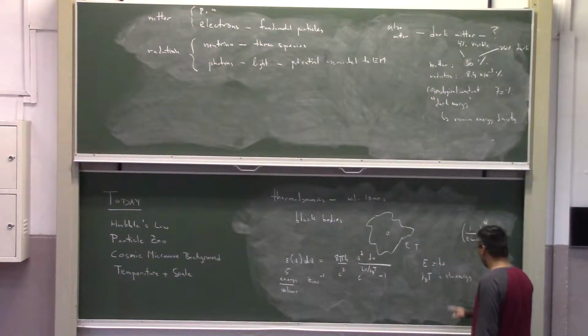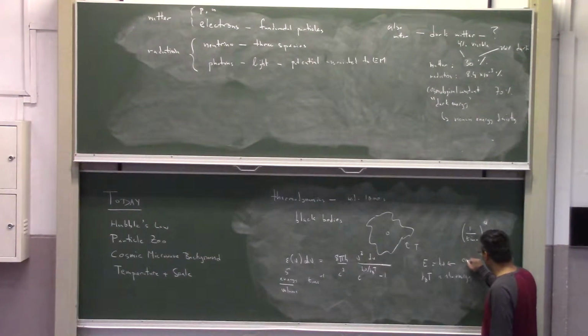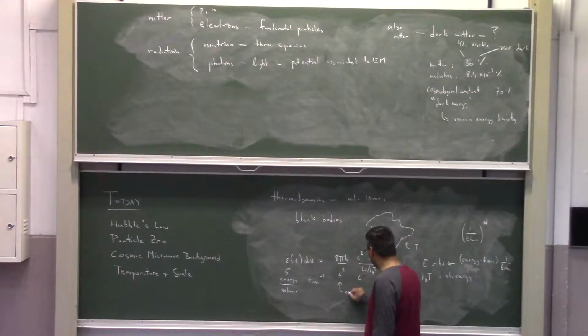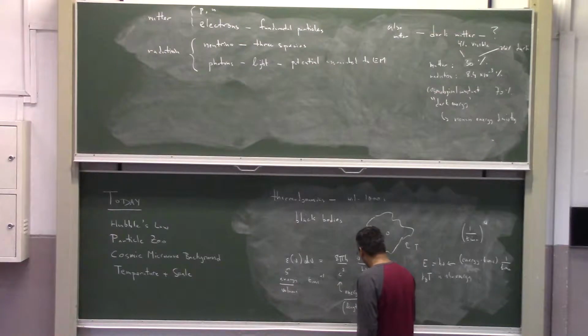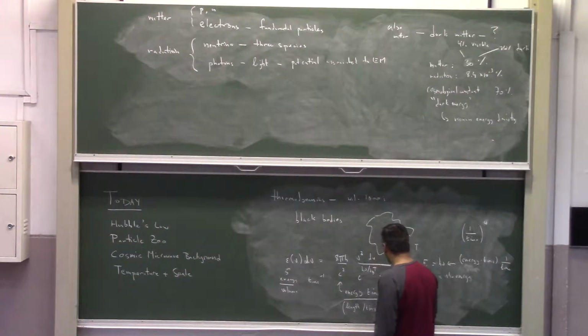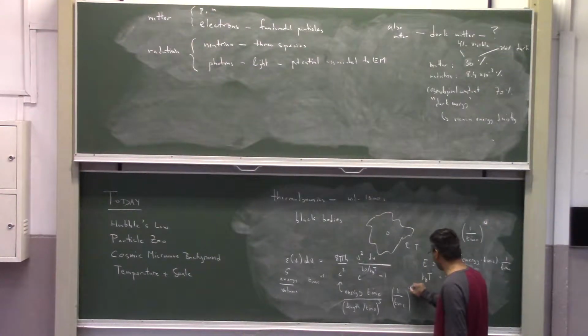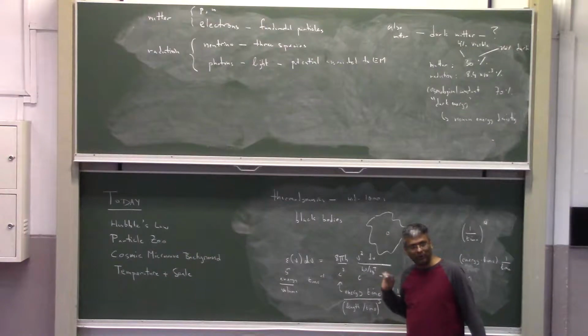So h is energy times time in order to kill the 1 over time from the nu. So if you look at this here, energy times time, and then c cubed is length cubed divided by time cubed, and then we said that nu cubed d nu is 1 over time to the 4th. So you work all these units out, you'll find units on the two sides of the equation. Okay?